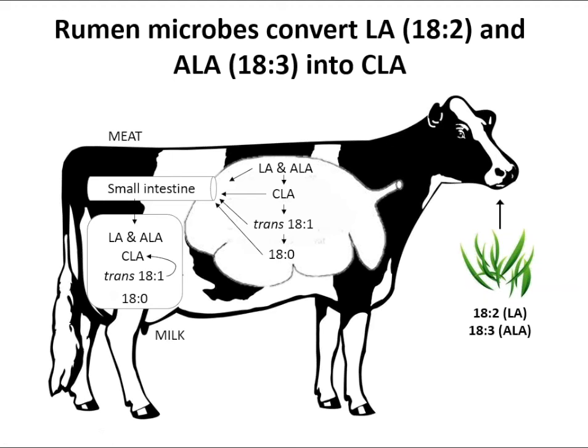The one difference you're going to see between the milk and the meat is that in the mammary gland, the enzyme that converts this trans 18:1 into CLA is more active. So you're going to find a higher content of CLA in milk than you would in meat, but you're going to find this fatty acid in both milk and meat products.